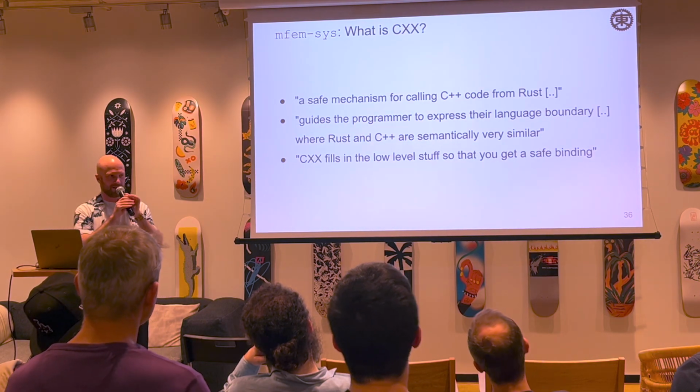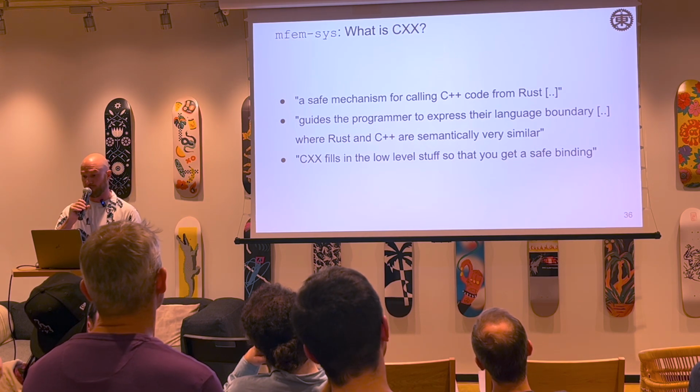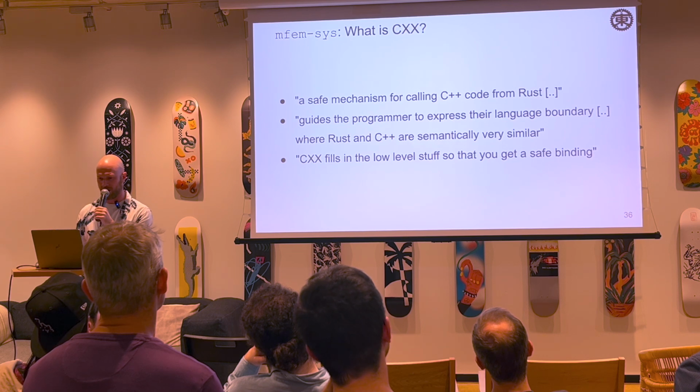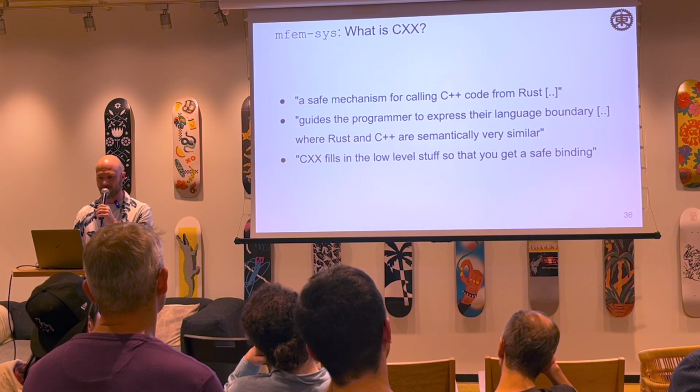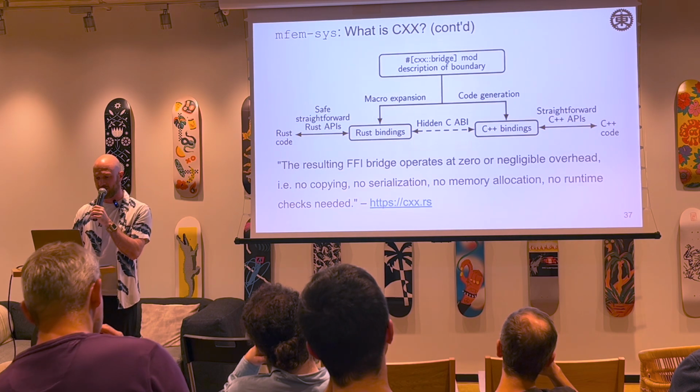All right, so what is CXX? It's a safe mechanism for calling C++ code from Rust. As it says, it's in manual. It guides the programmer to express their language boundary, where Rust and C++ are semantically very similar. And then it fills in all the low-level details, so you get a safe binding automatically.